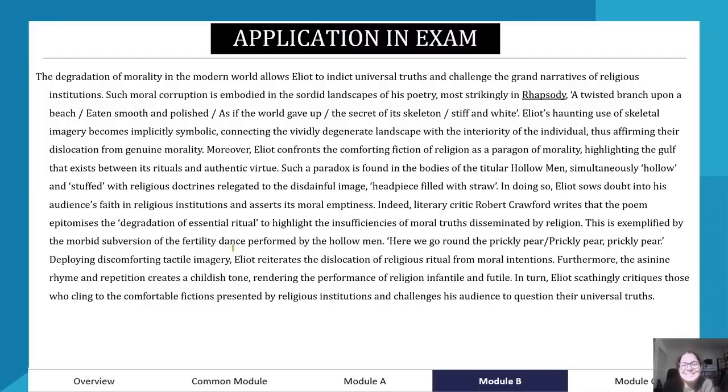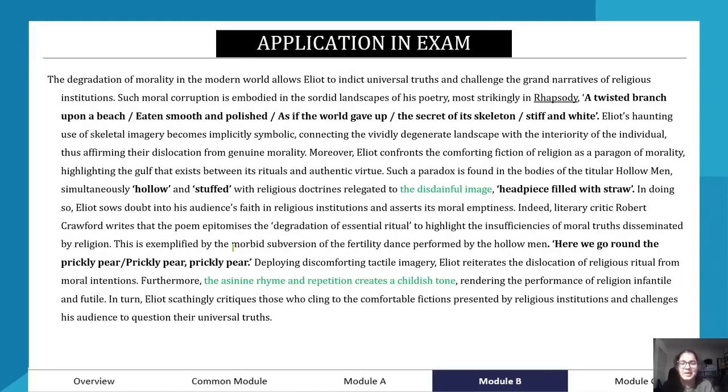Okay, so here is an application of the exam. So let's go through this. Essentially, we've got this exam plan. We're going to go through this, and so let's just have a look. Okay, here we are.